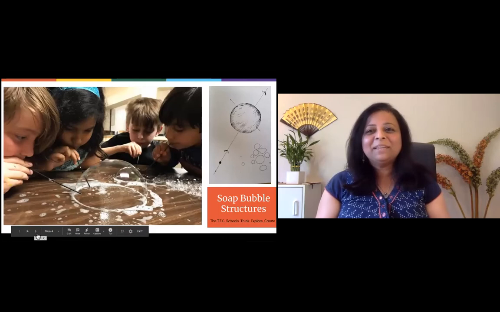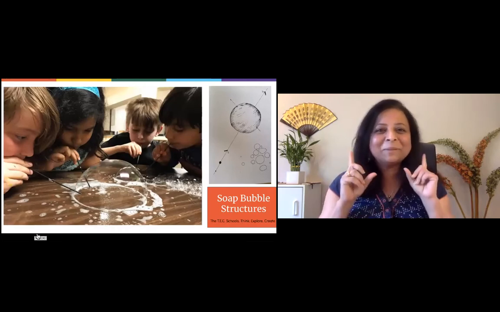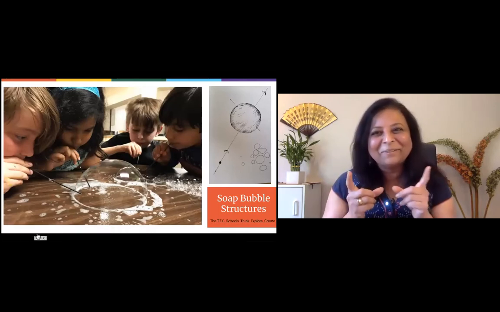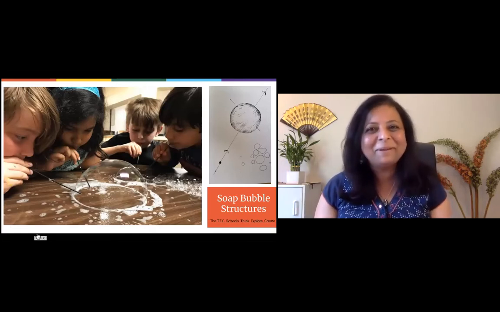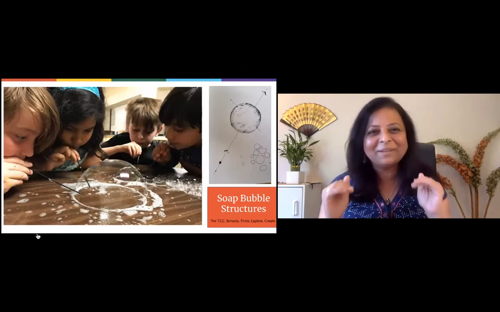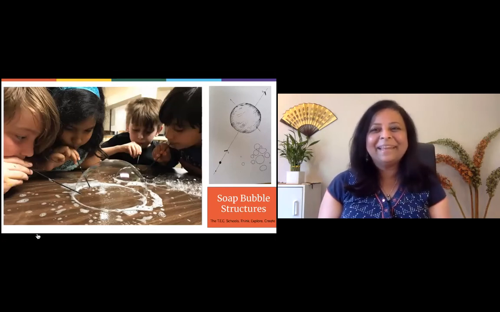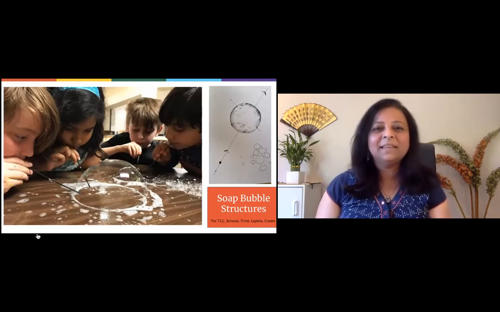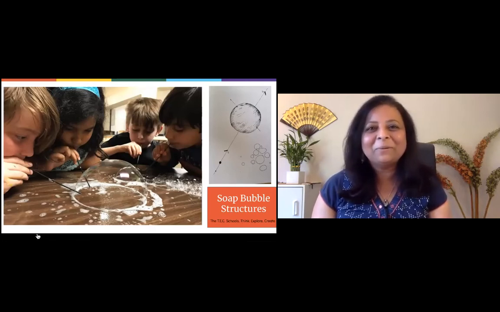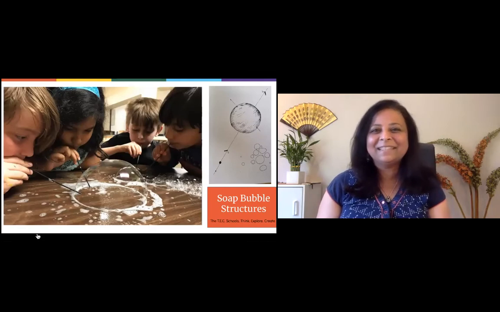So here is something children love to do. This is pre-COVID at our school. Now they can't blow bubbles together, but you can never go wrong with children and bubbles. And soap bubbles. So here they are making soap bubbles, and you can see, Joia talked about spherical shapes in nature. It's a very universal form.